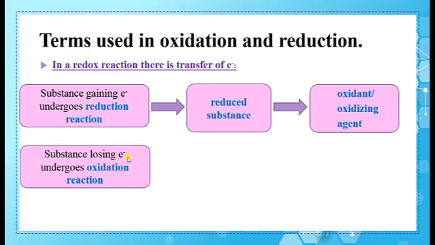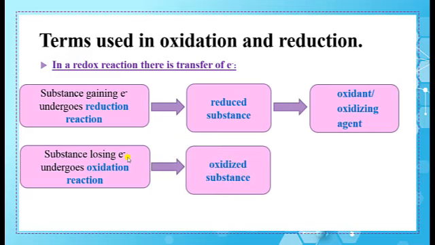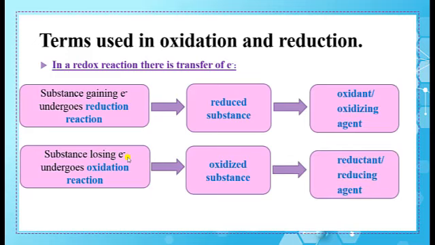Now, the substance that loses electrons, we know that the loss of electrons means oxidation. The substance that loses electrons undergoes oxidation reaction, then this substance is said to be oxidized. When it is oxidized, it causes the reduction of another substance. Then we call it a reductant or a reducing agent.